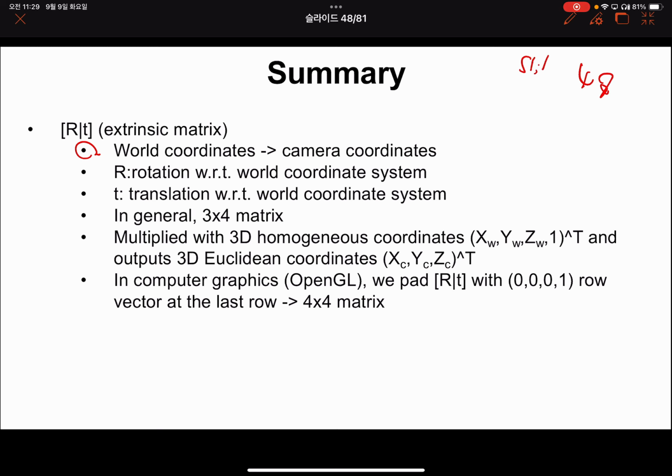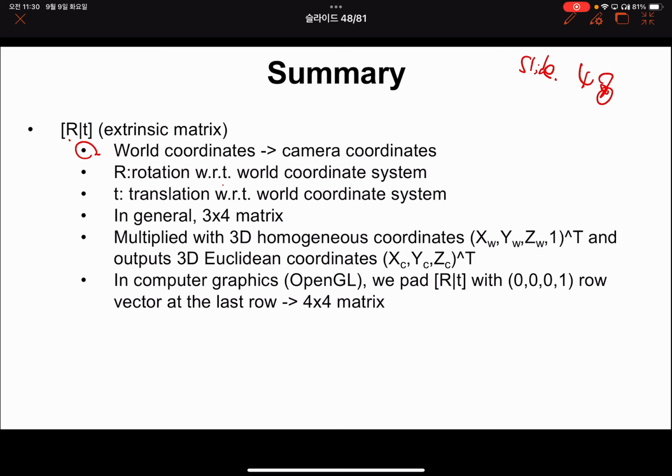And here R and T represent rotation and translation respectively. So rotation with respect to the world coordinate system. So this is the world coordinate system, and this one is the camera coordinate system, then there should be rotation. This is always fixed. The world coordinate system is always fixed. And the camera coordinate system, we change rotation, translation, whatever, then there can always be a relationship between the world coordinate system and the camera coordinate system. That is about R and T.